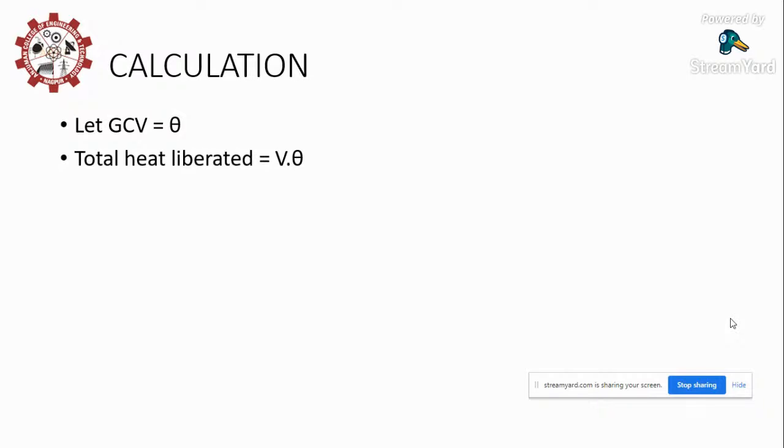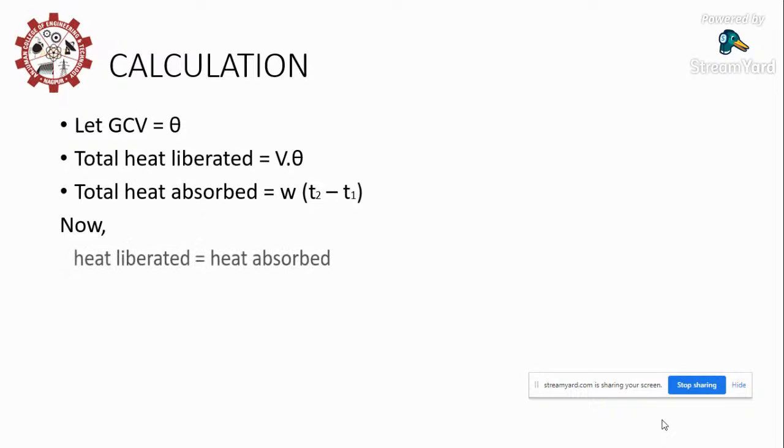So total heat liberated will be what? जितना volume था, जितना वॉल्यूम को हमने बर्न किया था, मल्टीप्लाइड बाय थीटा. सो टोटल हीट लिबरेटेड इज V इंटू थीटा. अब लिबरेशन हुआ है तो अब्जॉर्प्शन भी होगा. तो टोटल हीट अब्जॉर्ब्ड इज W इंटू T2 माइनस T1. What is W? W is the amount of water which was flowing into the Boy's calorimeter. Clear? Now we know that heat liberated is equal to heat absorbed.